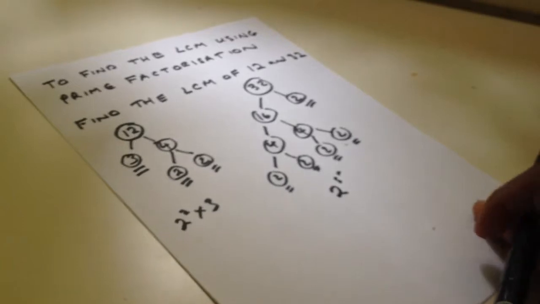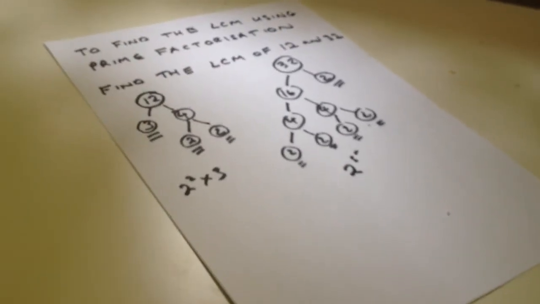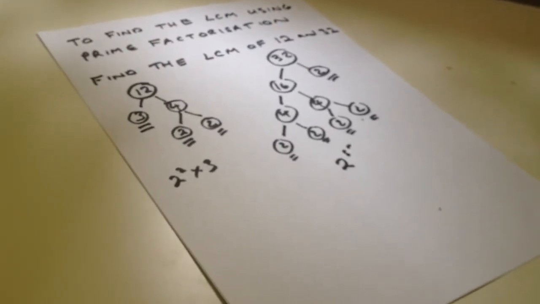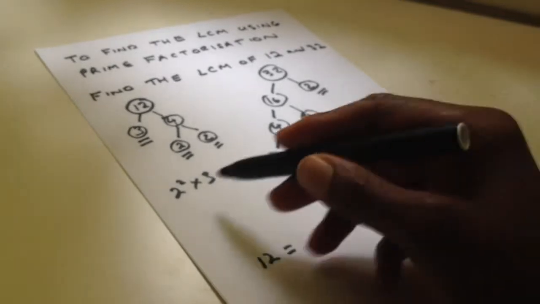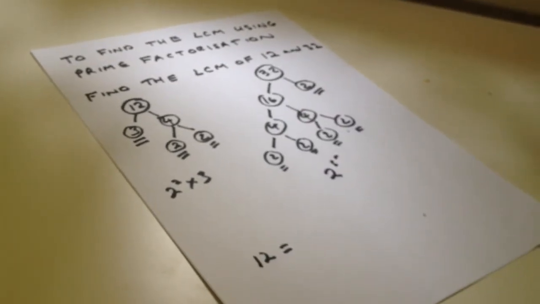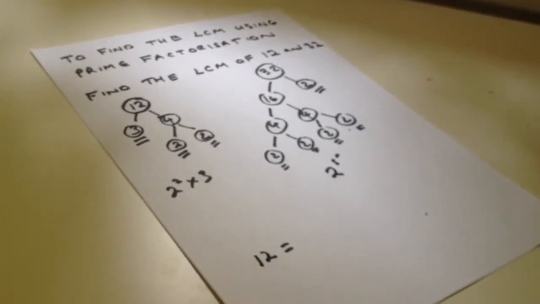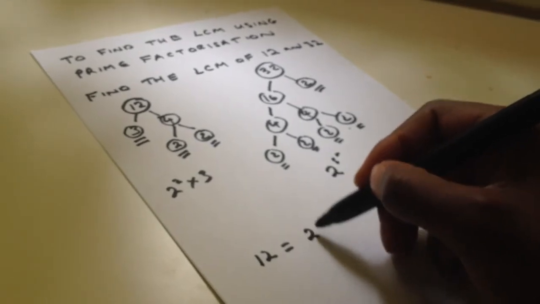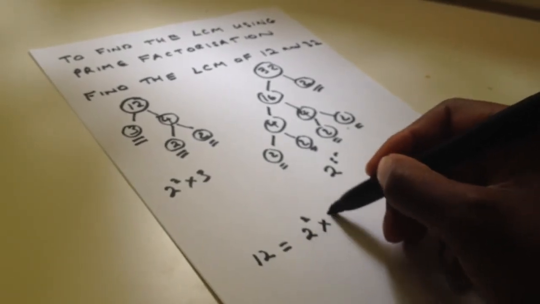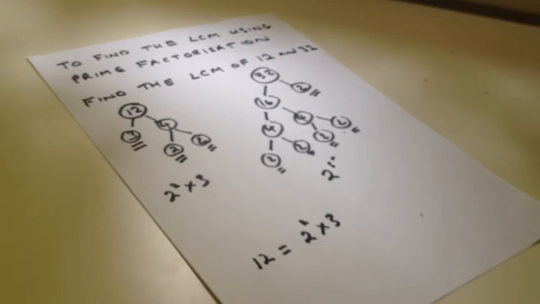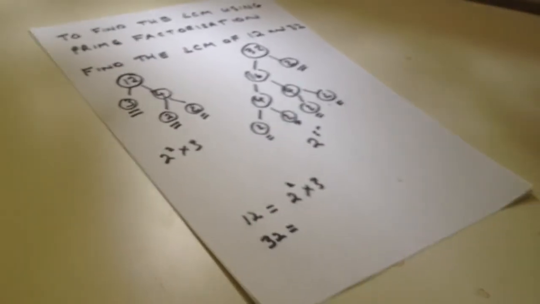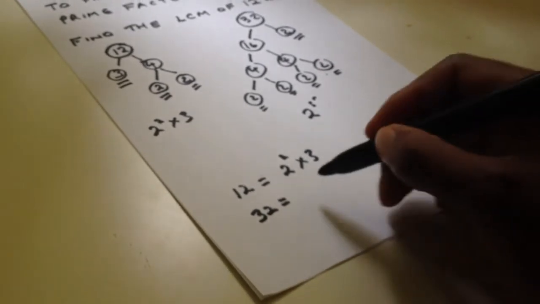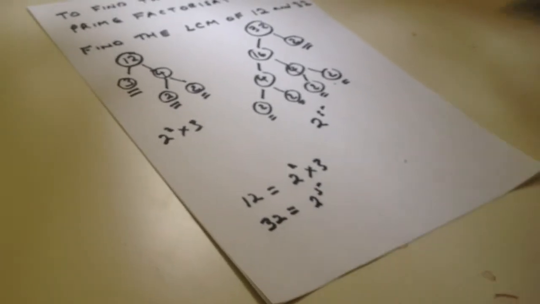Okay, right, so how do I now use this to find the LCM of 12 and 32? Well, expressing 12 as a product of its prime factors in index notation gives me 2 squared times 3. And doing the same thing for 32, expressing 32 as a product of its prime factors in index notation gives me 2 to the power of 5.